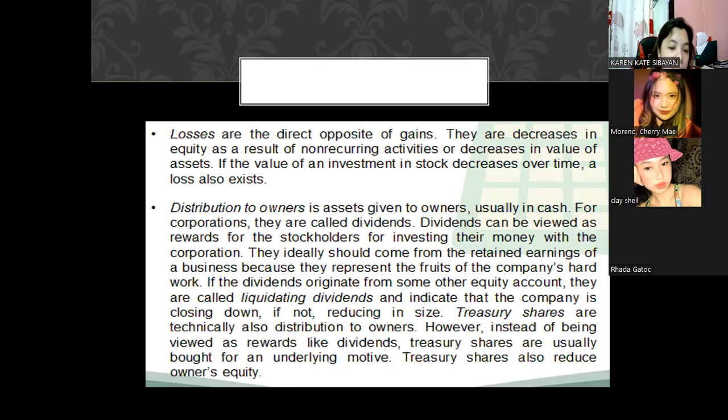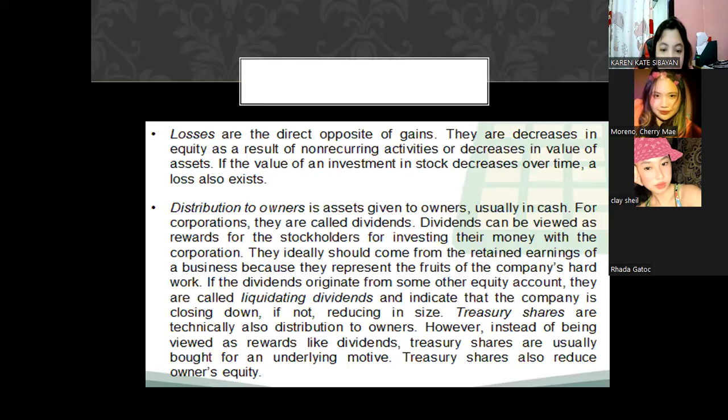Okay? And distribution to owners is assets given to owners, usually in cash for corporations. So, they are called dividends. It can be viewed as reward for the stockholders for investing their money. So kung ang nature of business mo or form of business mo is corporation and cooperative, kapag kumita, ang matatanggap ng mga members or ng stockholders ay tinatawag na dividends. Okay? Yan. Sabi nga, ito yung harvesting the fruits of your labor.